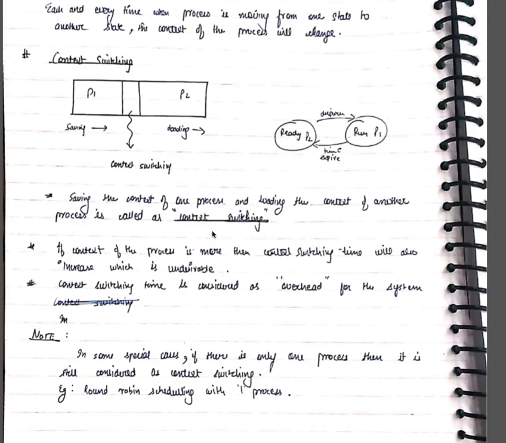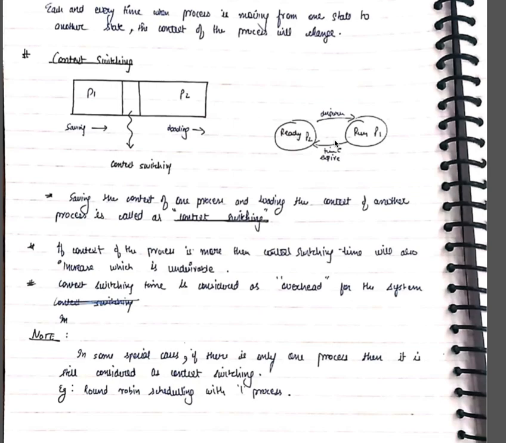Whenever you want to start another process and stop one of the processes, context switching takes place, because you have to save the context of the running process, right? Whenever you're stopping that process, context switching takes place, because you have to update the PC counter, and you have to update whatever the registers are, the general purpose registers. So context switching is simply saving the context of one process and loading the context of another.